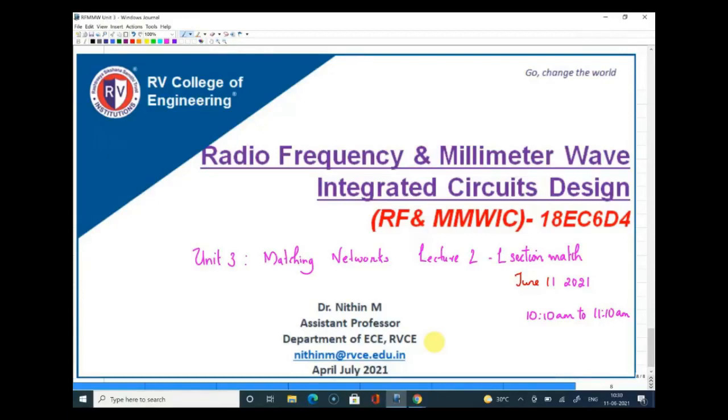Welcome to RF and millimeter wave IC design class, and we are continuing our lecture on Unit 3, matching networks. And in today's class, we will see about a specific matching network. We call it the L section match.